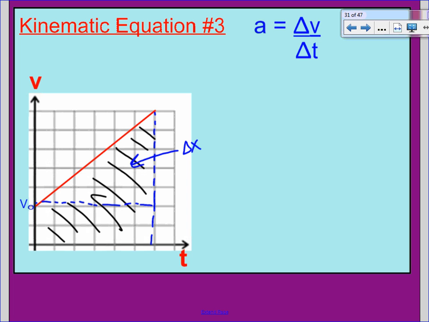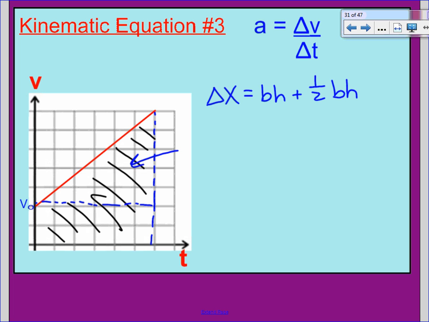So we're going to go ahead and write an equation to help us find the change in position for this object. So delta x equals the area of our two shapes. In other words, the area of the rectangle, base times height, plus the area of the triangle, 1/2 base times height.